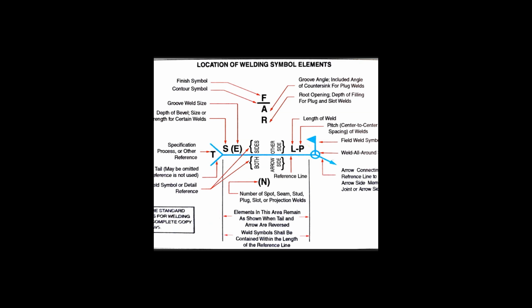So when we see length and pitch on a reference line, our first idea should be, hey, our weld is not going to be complete from one end of the joint to the opposite end. Our weld is going to be broken up into several smaller welds. So the length is obviously going to tell us how long each weld needs to be, and the pitch is going to tell us how to space out our welds.